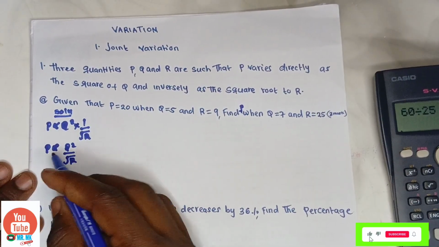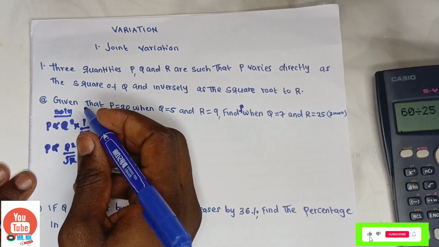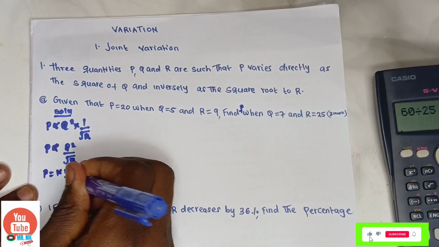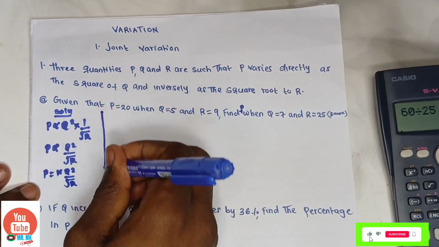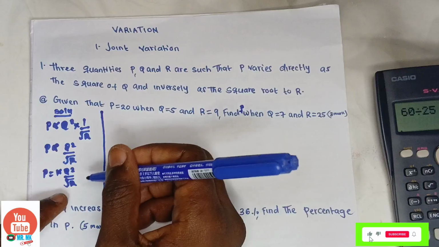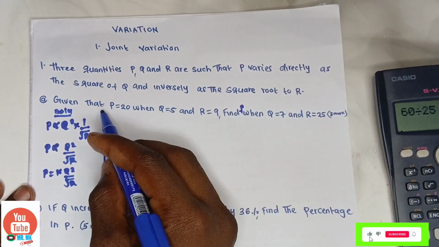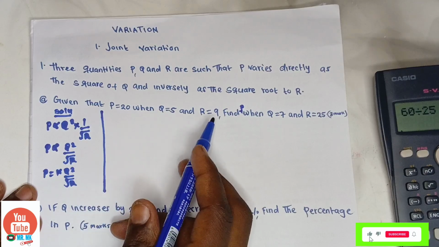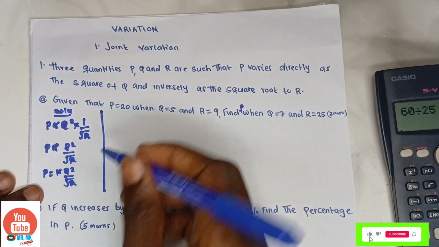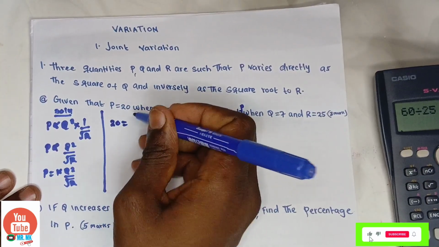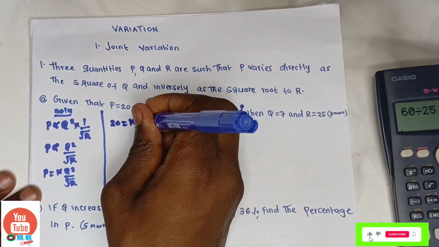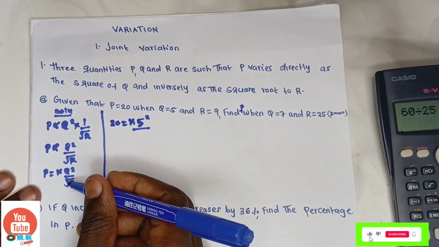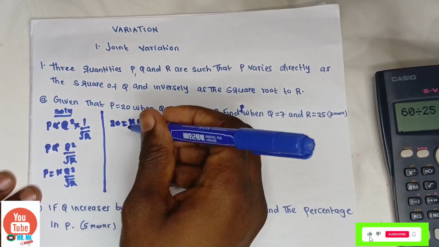Now we remove the proportionality sign and replace it with an equal sign to introduce a constant. So P is equal to K Q squared divided by the square root of R. Given that P is 20, Q is 5 and R is 9, we replace: 20 is equal to K times 5 squared divided by the square root of 9, and the square root of 9 is 3.